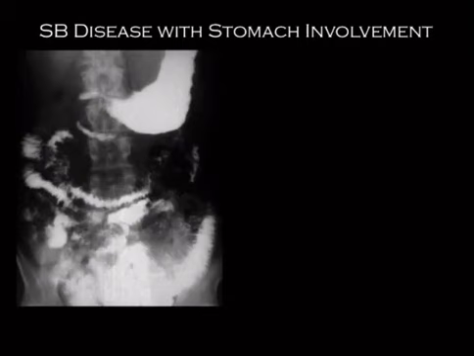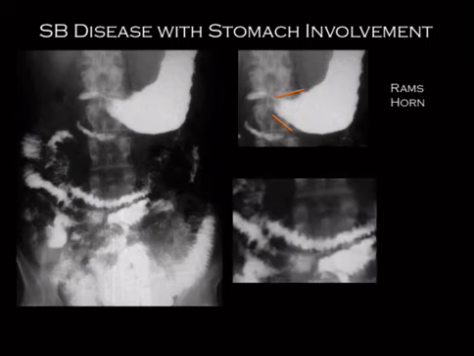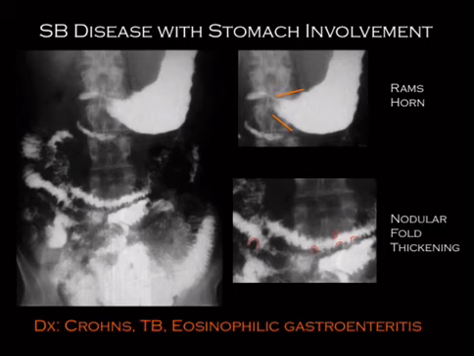So what if there's both small bowel disease and involvement of the stomach? So in the prior lecture, we talked about this ram's horn deformity where there's a scarring appearance of the antrum. And we've got nodular thickening here. This is that granulomatous disease kind of differential that we talked about in the terminal ileum also. Crohn's, TB, and this other entity, eosinophilic gastroenteritis, can cause that. Remember that's the differential for that ram's horn deformity.